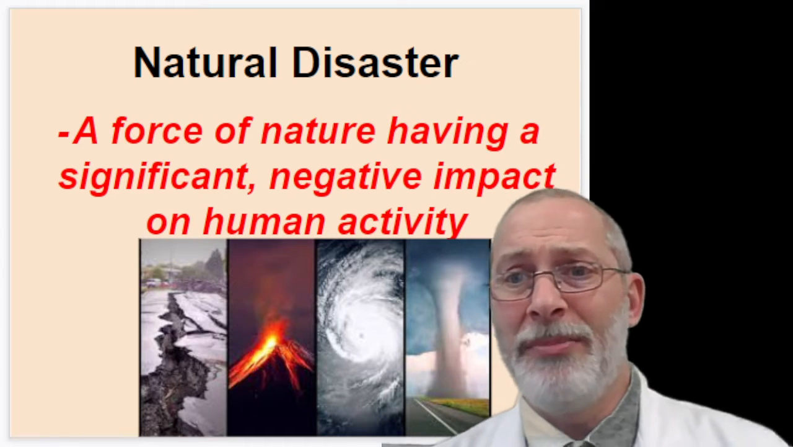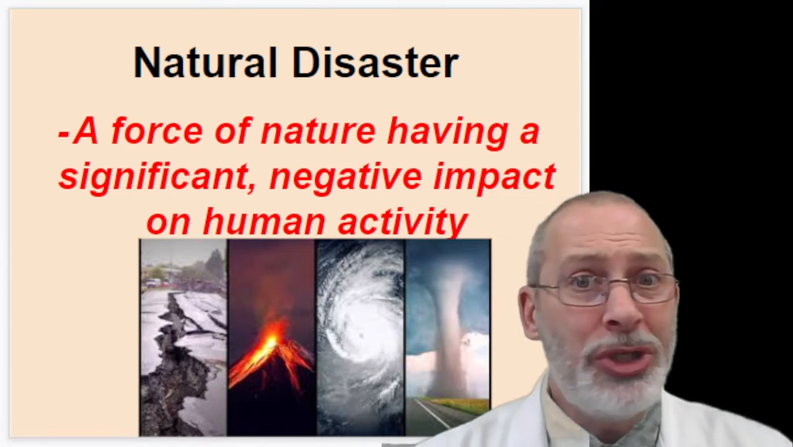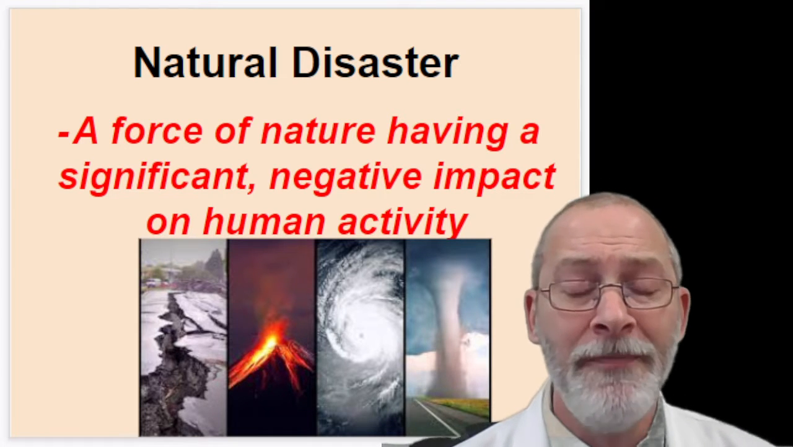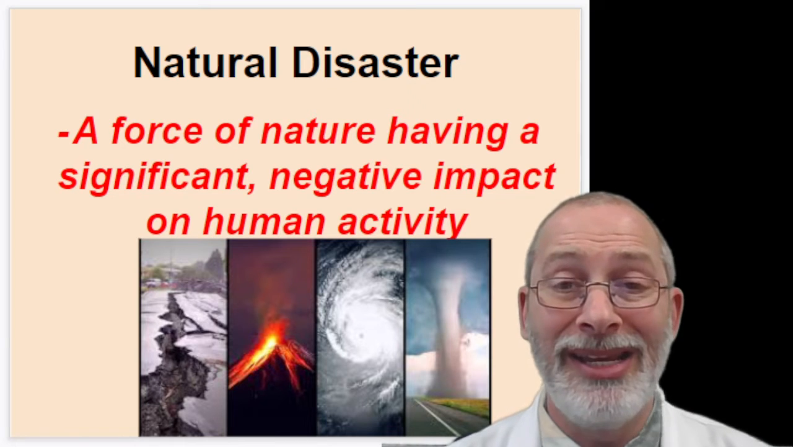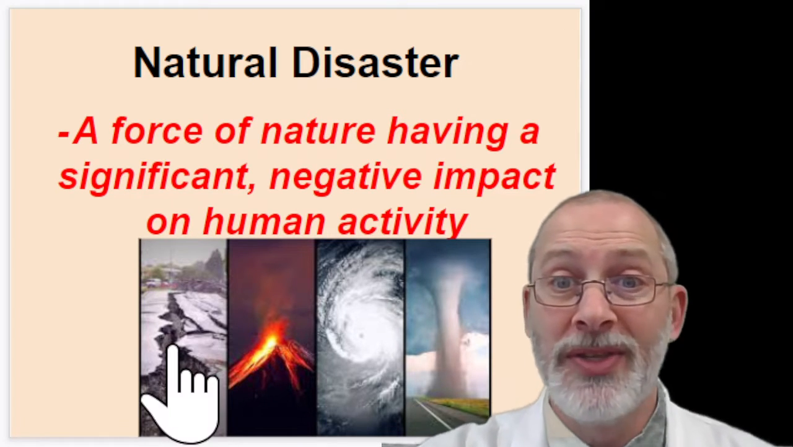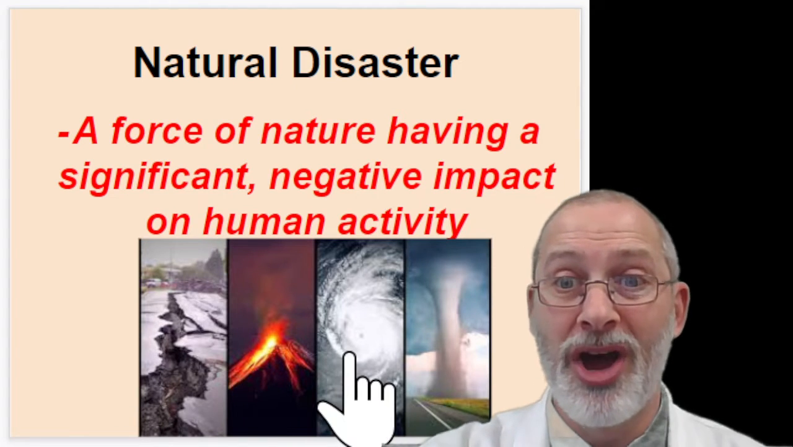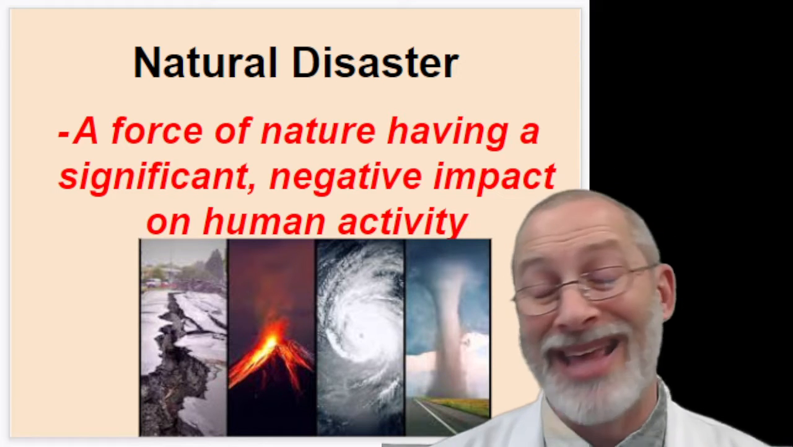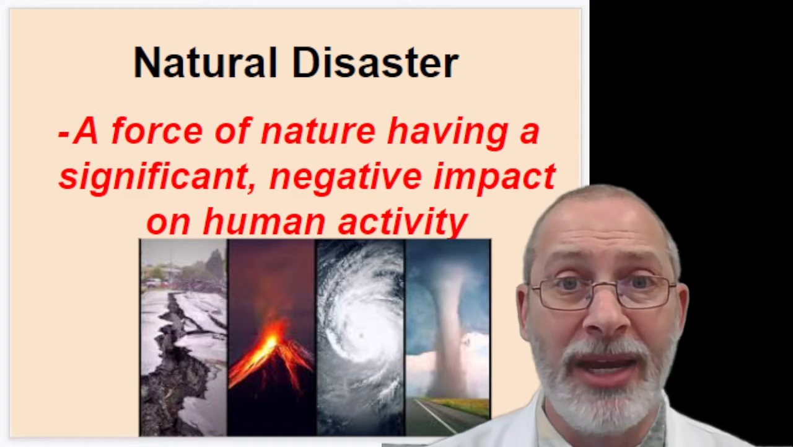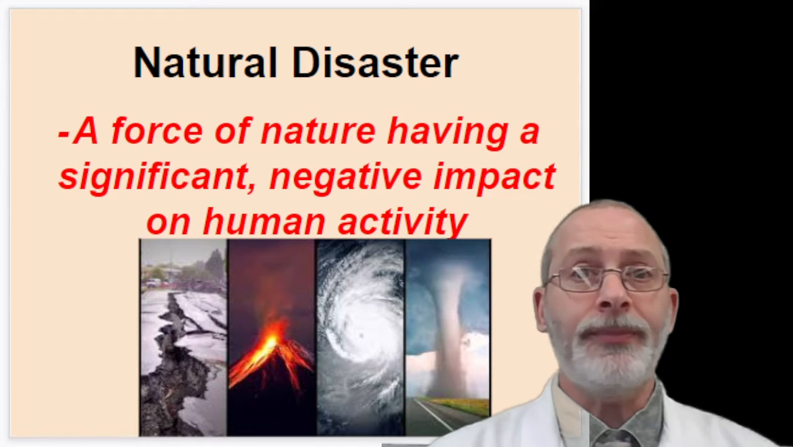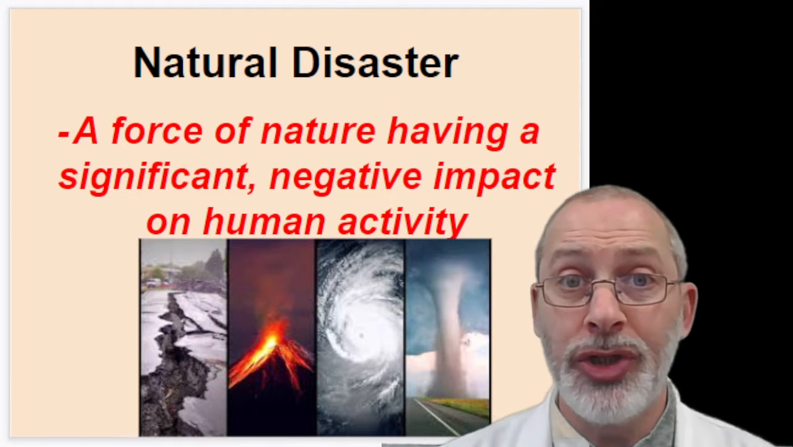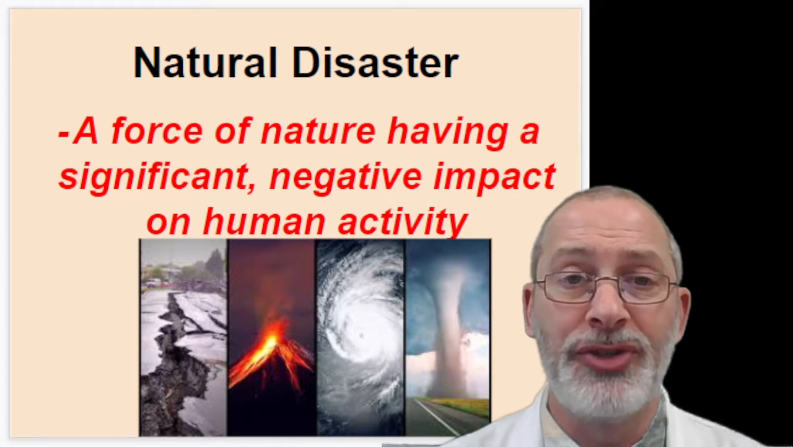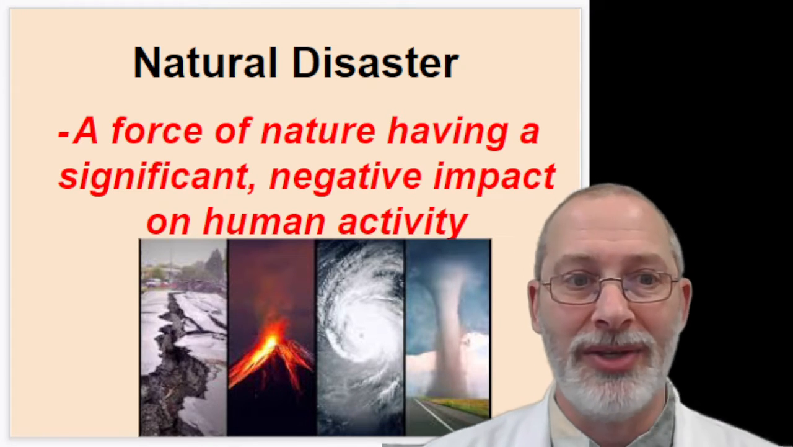So we're not talking about a beautiful rainbow, which is formed by forces of nature, but not something beautiful like that. We're talking about some of the things illustrated in some of these pictures here. You can see earthquakes, volcanoes, hurricanes, tornadoes. These are some of the examples of natural disasters that we are going to unpack and explore this week. You've already had a brief introduction yesterday with our video introducing the idea of natural disasters. Now we're going to get into the nitty-gritty details of them.